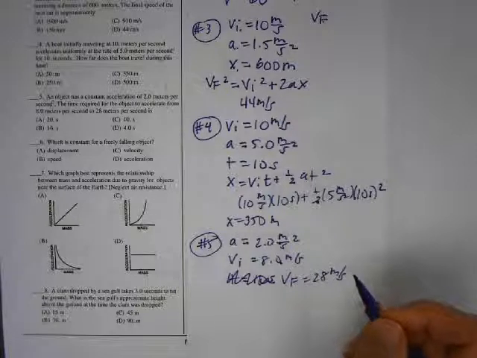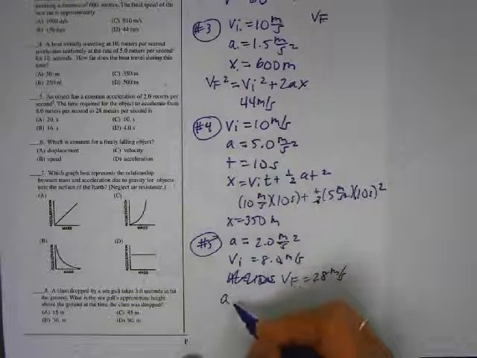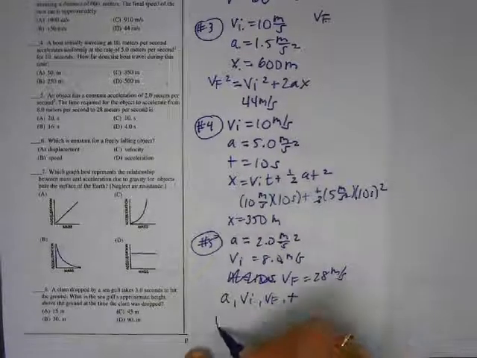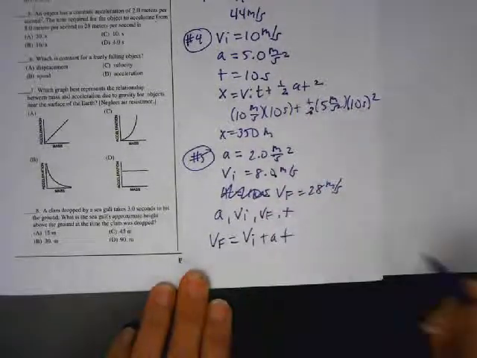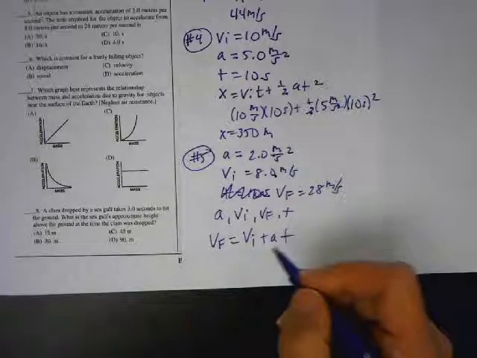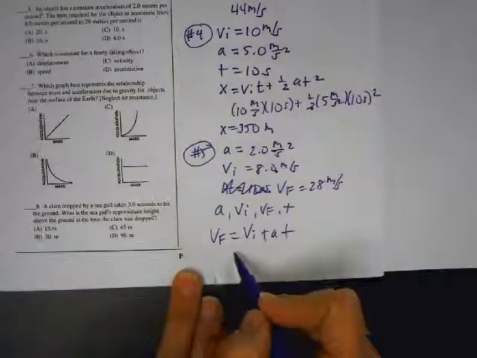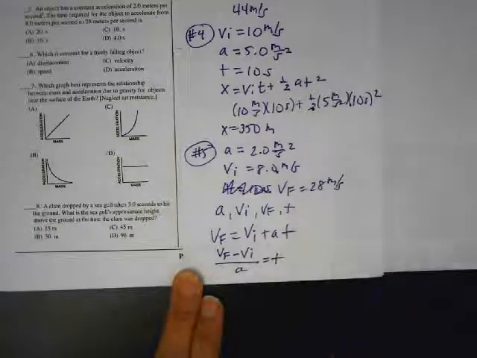So they ask us, they want us to find the time. So now I'm looking for an equation that has A, VI, VF, and T. So that's the equation that VF is equal to VI plus AT. And then I substitute in my values in VF, and T comes out to be 10 seconds. Now you're going to rearrange this equation to solve for the unknown in terms of the known. So it's going to be VF minus VI over A is equal to T, and then substitute in my values.